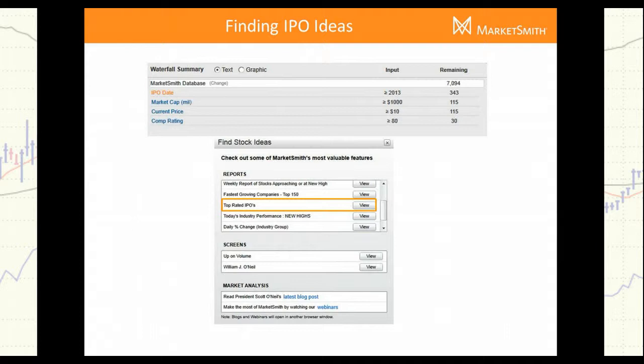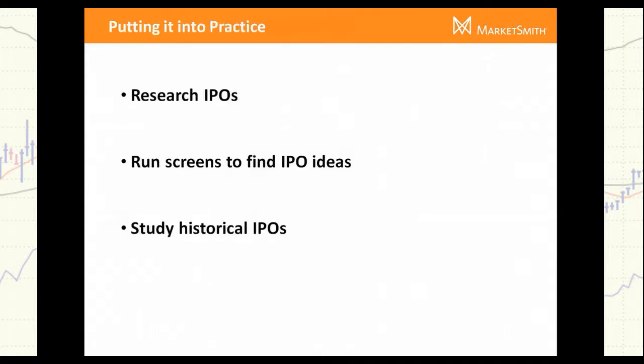Just hit the View button, it'll pull up the list at the bottom, and you can flip through your stocks down there. So super easy. And then lastly, as far as putting into practice, just go ahead and do your own research on IPOs. IPOs have a tremendous amount of upside potential, but obviously there's downside risk there as well that you need to be aware of. So just do your own research.